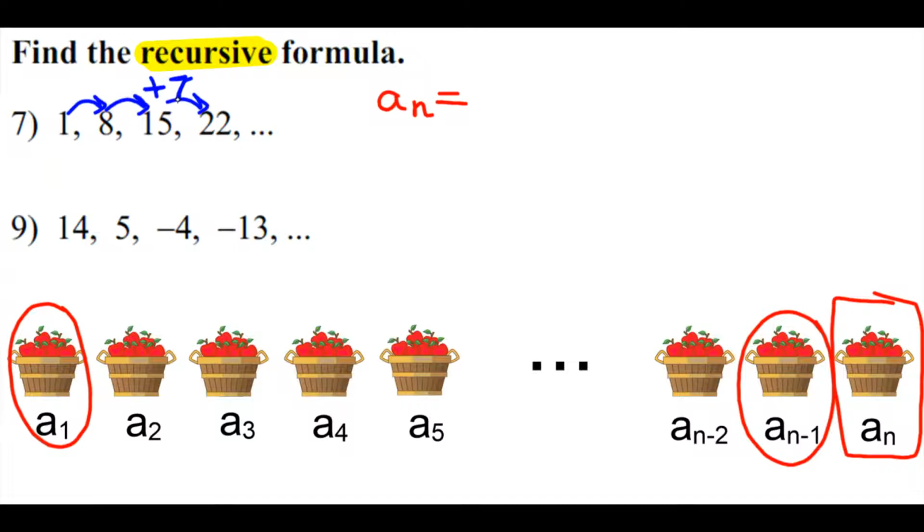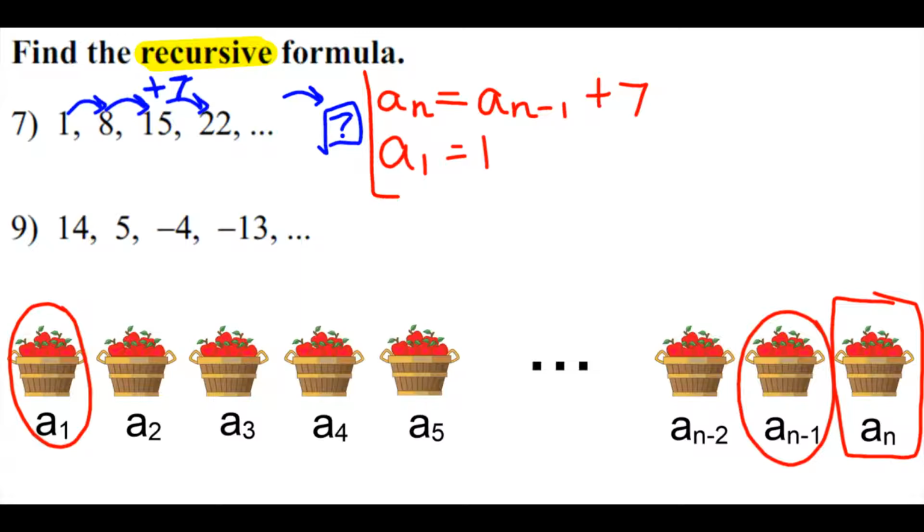Whatever number it is off in the future, in order to get there, you must have added 7. So think about it in terms of the bushels of apples. For the nth term, you need to take the one right before it, which is a_(n-1), and add 7. Now that seems like it's finished, but you also have to tell me where we started. So say a_1 equals 1 here. It means you need both of those statements in order to have a recursive formula.